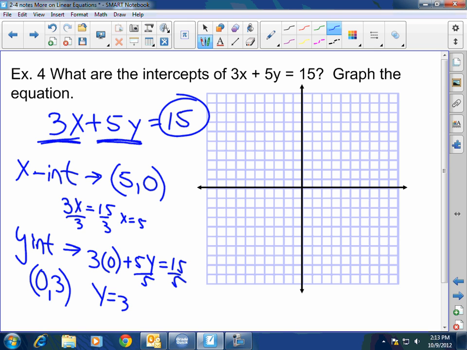Now look how beautiful this is. Let's graph both the x and y-intercept. 1, 2, 3, 4, 5, 0. 1, 2, 3, 0, 3. Boom, you're done. Have a good day. God bless you. Bye-bye. This only works, though, when the coefficient of x and the coefficient of y evenly go into the constant.